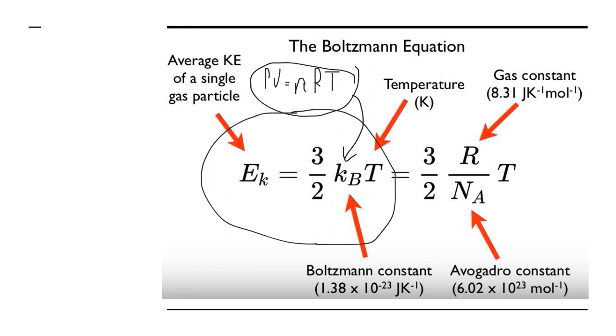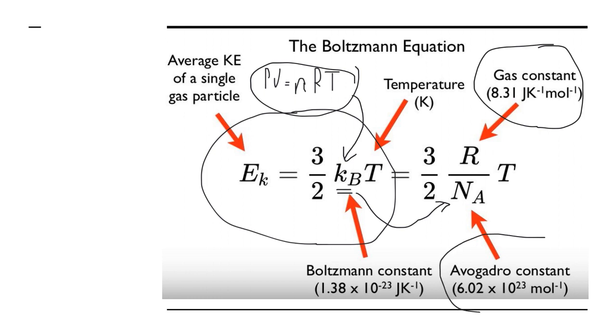But mathematically, what you find is that Kb, Boltzmann's constant, can also be represented as the gas constant 8.31 divided by Avogadro's constant. So it's another way of expressing the same equation. Now, don't worry, because both of these equations are available in the data booklet, should you ever use them.